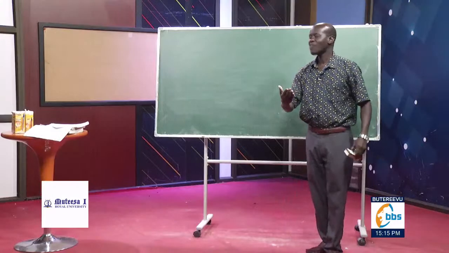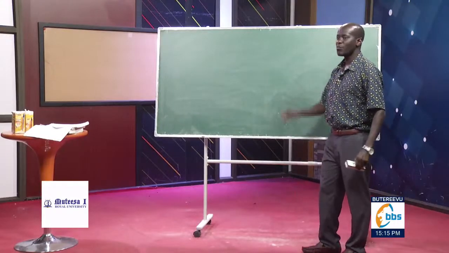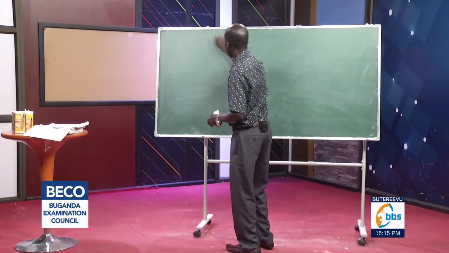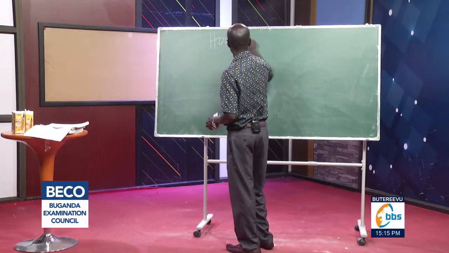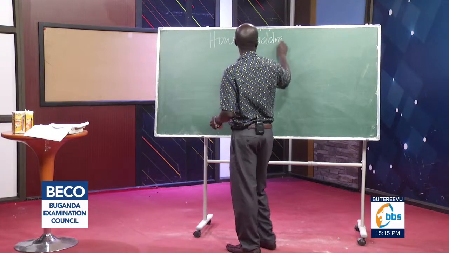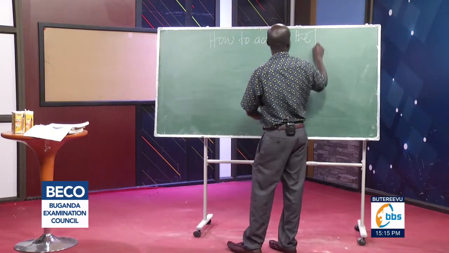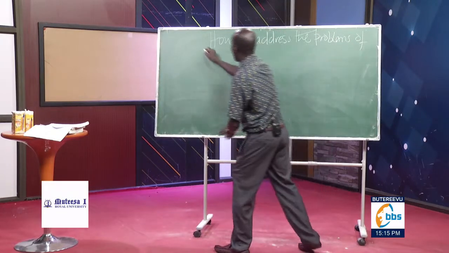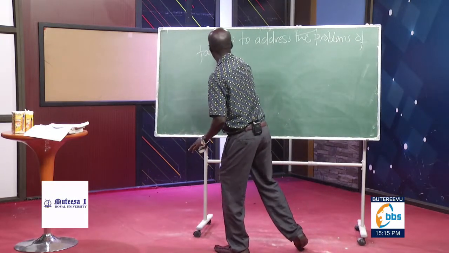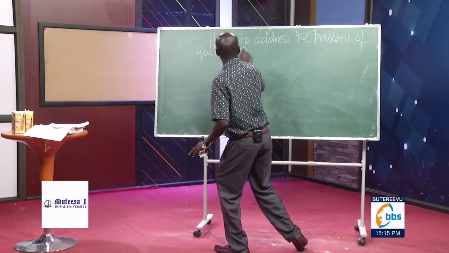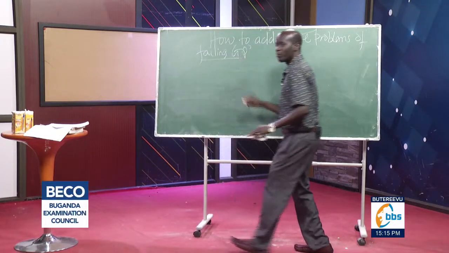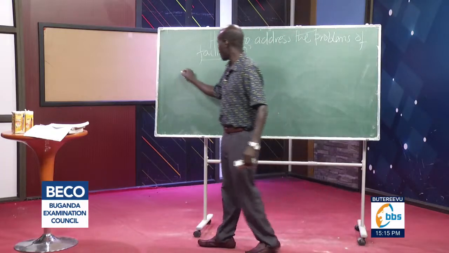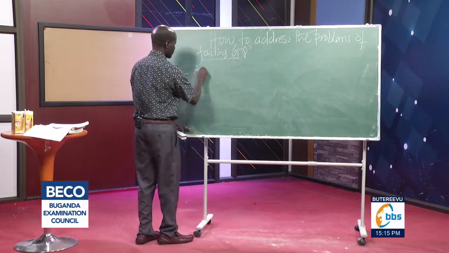Viewers, after having looked at the problems, we are now moving on to the next step, and that is how to address the problems of failing general paper. Number 1, key number 1, you must work on your attitude.